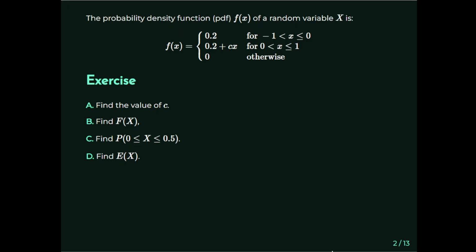Question B is find capital F of x, that's the cumulative distribution function. Then we're going to find the probability that x is between 0 and 0.5, and then we're going to find the expected value of x.